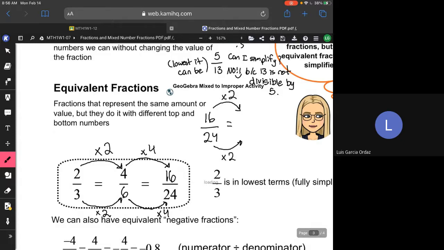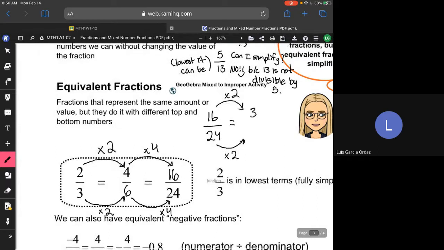So another equivalent fraction could be 32 over 48. And if you take your calculator and get the decimal for each one, it should always give you the same one. So 16 over 24 is 0.666. 32 over 48 is 0.666. 4 over 6 gives me the same thing. And 2 over 3 gives me the same thing as well. So you can make however many equivalent fractions you want just by multiplying your numerator and denominator by the same number over and over and over again.